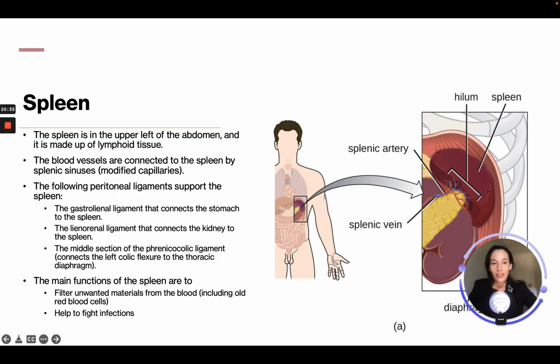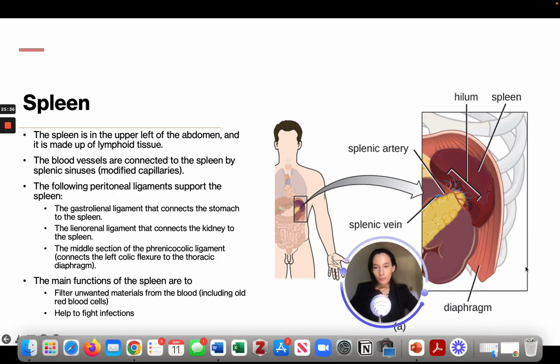So then there is also your spleen. The spleen is in the upper left of the abdomen. You can see it right here. And it's made up of lymphoid tissue. The blood vessels are connected to the spleen by splenic sinus, which are modified capillaries.